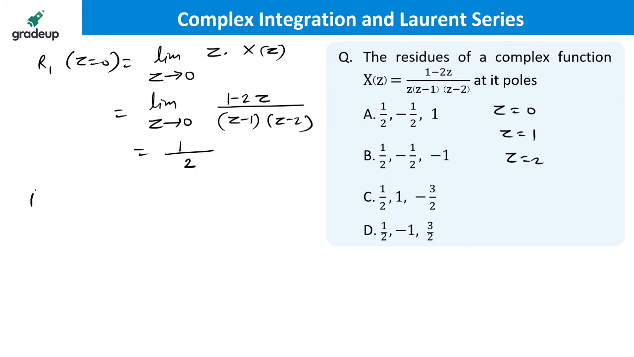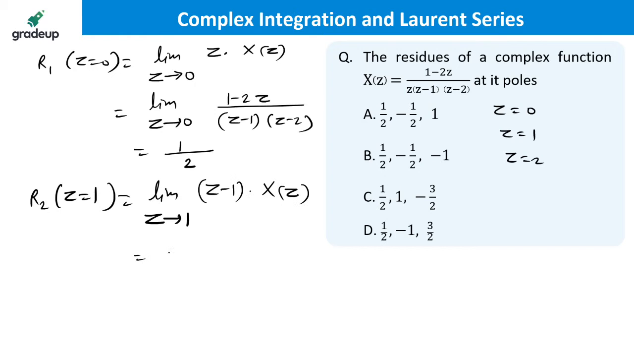Now the second residue. Limit z tending to 1 of z minus 1 into f of z. So z minus 1 is eliminated from the denominator, and in the remaining part you have to put 1. So 1 minus 2 is minus 1, and 1 into 1 minus 2 is minus 1, so the answer will be 1. So 1 by 2 and 1, these are the two residues. Okay, so you have to find one more.